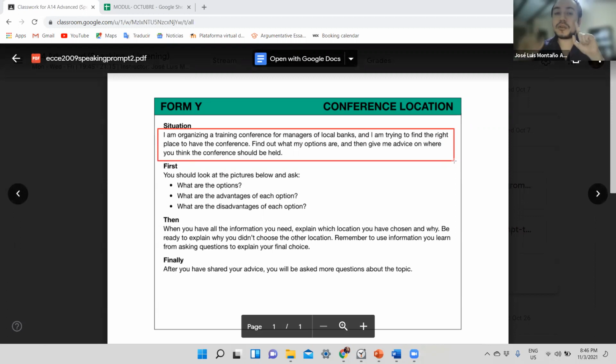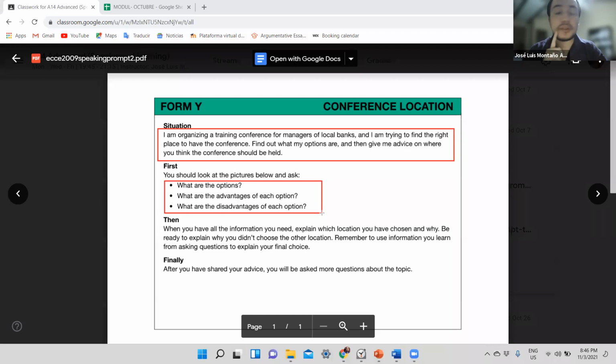The thing is location. That's the main thing here, location. Organizing a training conference. So where, right? I'm trying to find the right place to have the conference. That's the problem. That's the situation. Now, as that's the situation, and you know that one, these are the 3 questions that you're going to ask at the beginning of the recording.